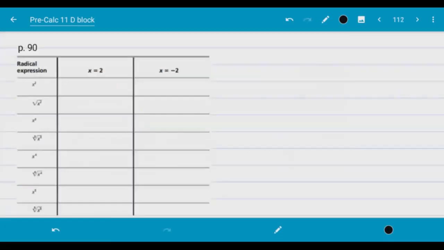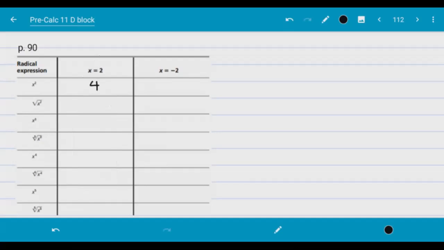This is still page 90, so we are given radical expressions. And this is part of the Construct Your Understanding. You are supposed to complete the table given below. So if x is 2, I'm doing the first column. If x is 2, x squared is 4.